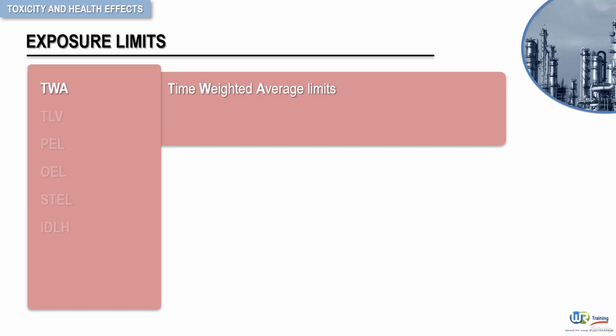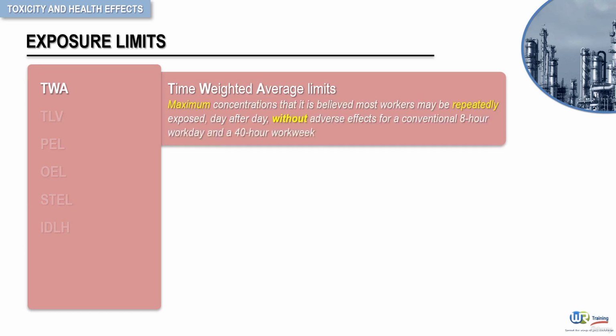TWA stands for Time Weighted Average Limits. These are maximum concentrations that it is believed most workers may be repeatedly exposed day after day without adverse effects for a conventional 8-hour workday and a 40-hour work week.